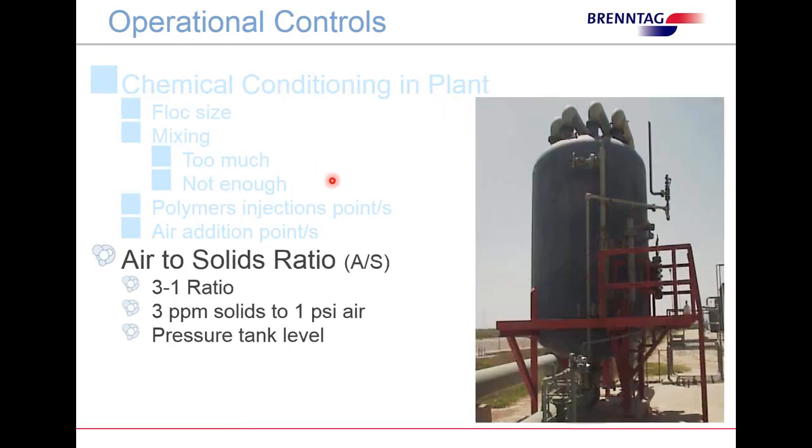Then we also need to consider air to solids ratio. Talking with one of my colleagues, he said that typically he looks for 3 ppm of solids to 1 psi of air pressure coming into the system. I thought it was a pretty good ratio to consider. Each is designed a little differently, but that's a good rule of thumb to go to. 3 ppm for 1 psi of air.